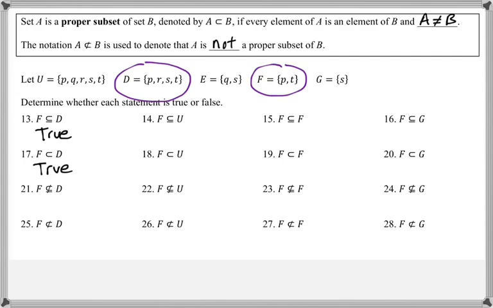21 says F is not a subset of D, which is false because we just said that it was true for 13. And 25 says F is not a proper subset of D, which is false because we just said it was true for number 17.